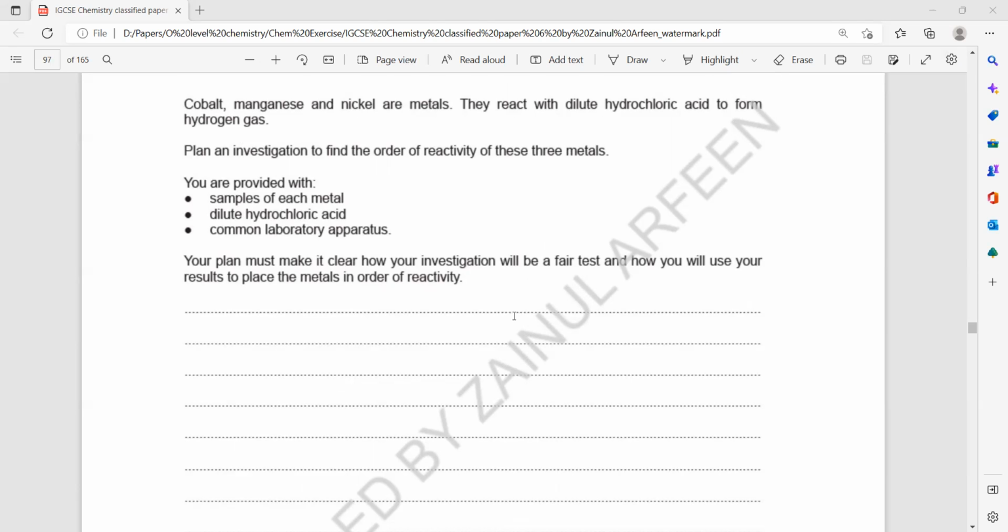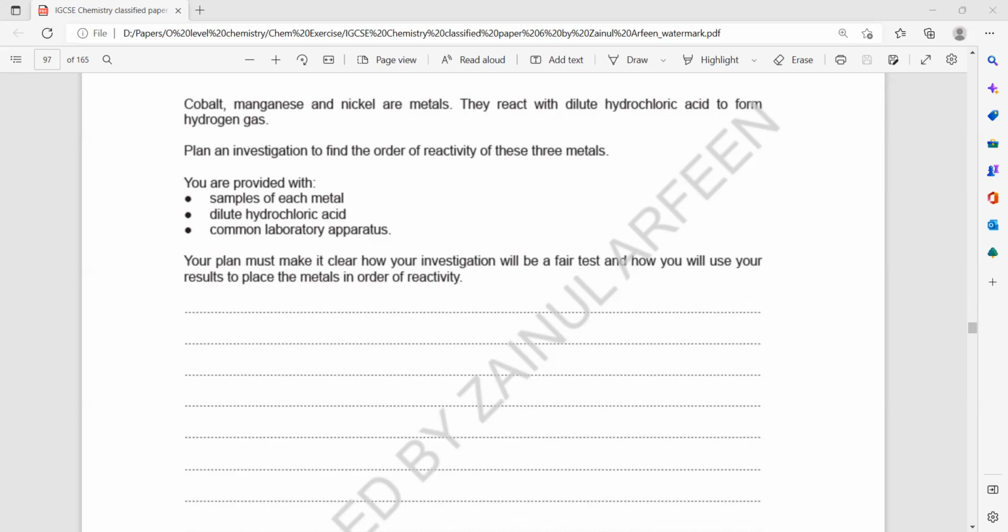So first, if we want a fair comparison, what are the parameters that must be constant? The length of the ribbon of metals, the surface area, that is one thing. What else? Volume of hydrochloric acid. Concentration of hydrochloric acid, and temperature of the acid as well. That's like the same moles of HCl or concentration. These are the parameters which should be kept constant.